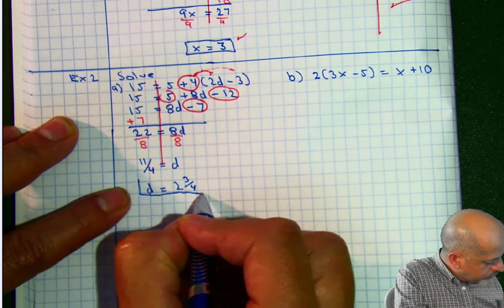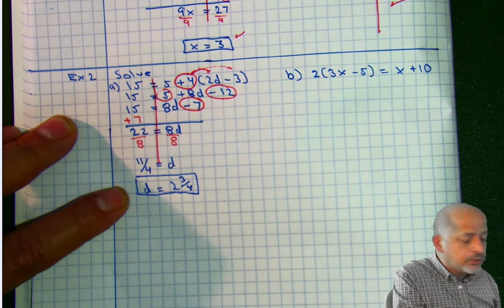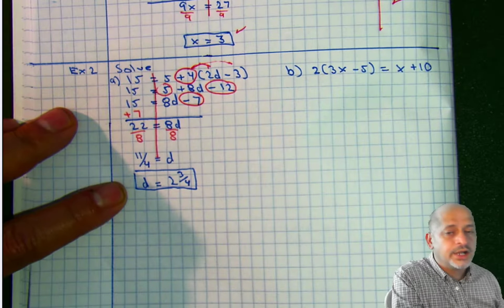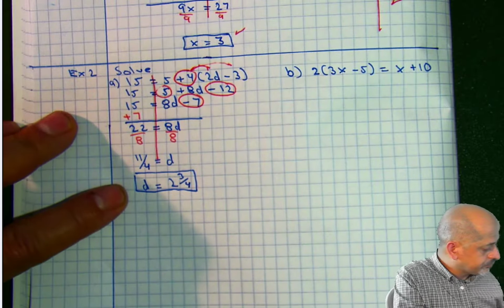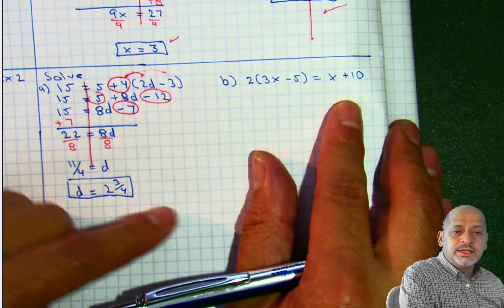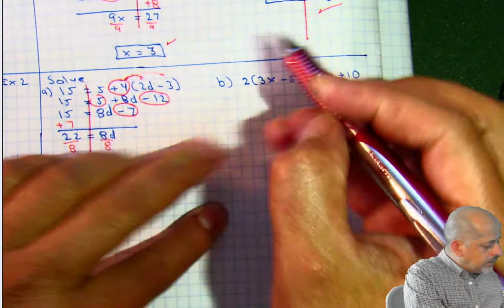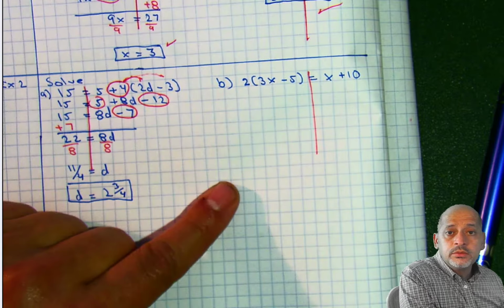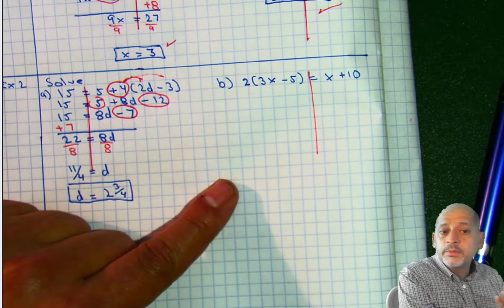So 2 and 3/4. Anybody knows what that is as a decimal? Correct, 2.75. So you got this? Let's go and draw the line. I'm going to, what should be my next step?